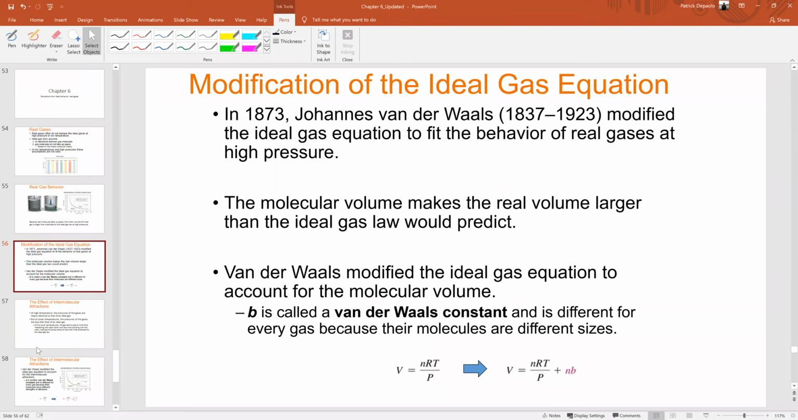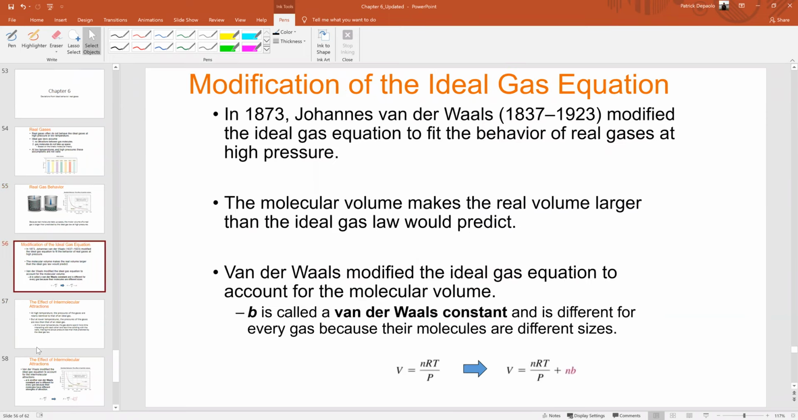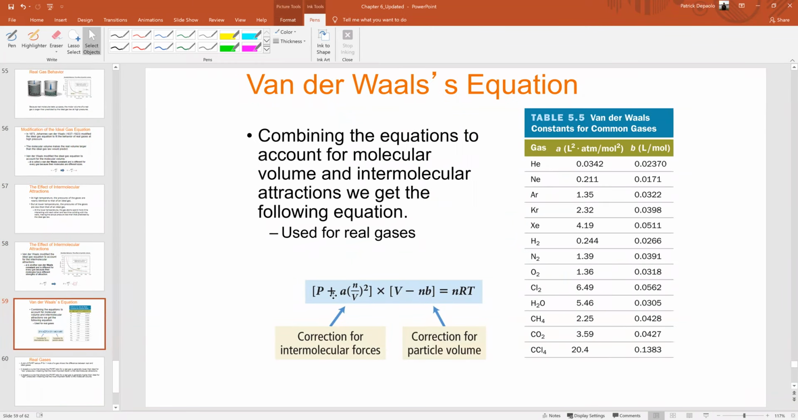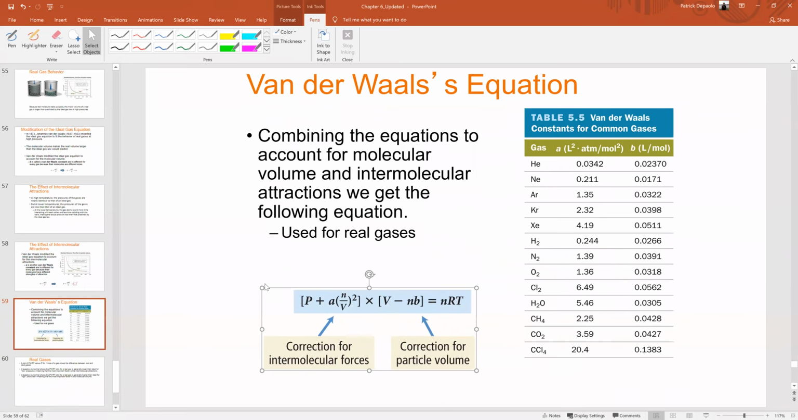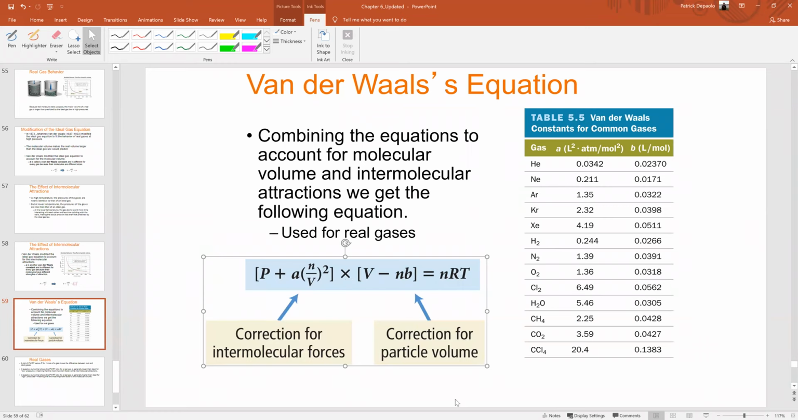There are these constants that can be added to the equation, to PV equals nRT. This is called the van der Waals equation, which is basically PV equals nRT modified for real world conditions. And no, you're not going to have to use it, but I'll tell you what it means. Basically, there are 2 corrections. There's a correction for pressure, and there's a correction for volume.